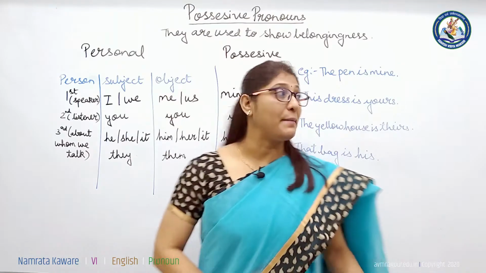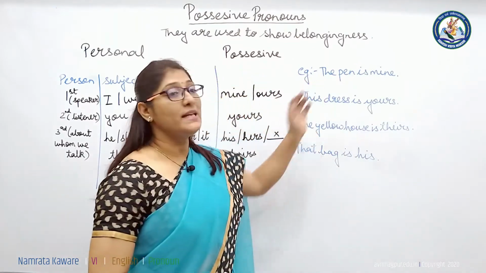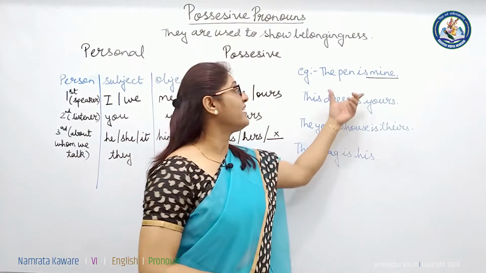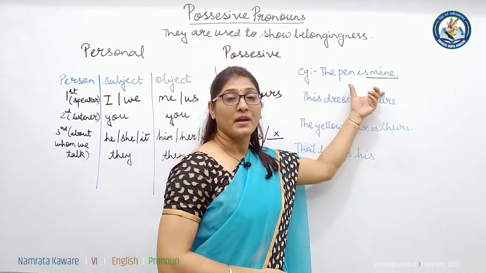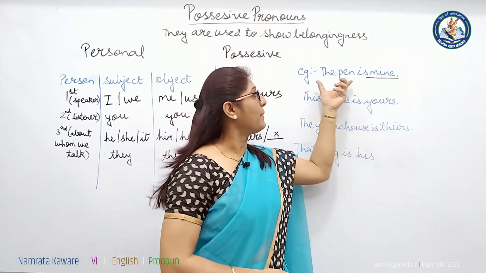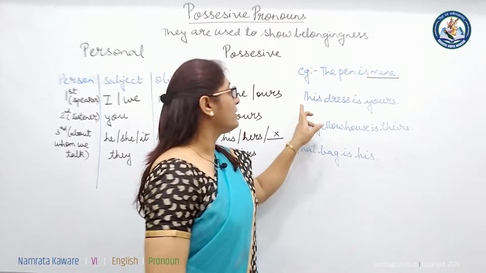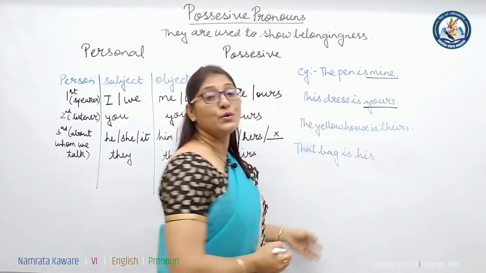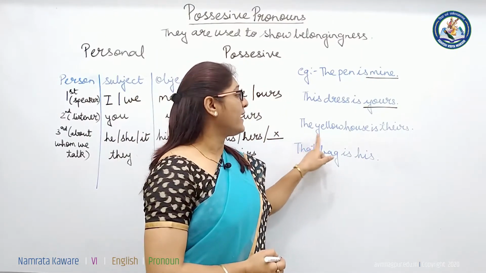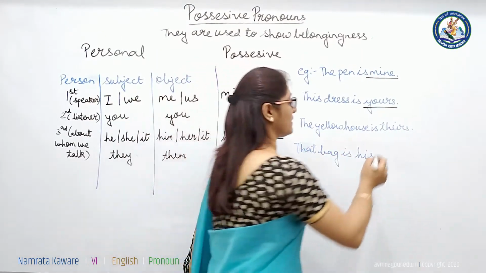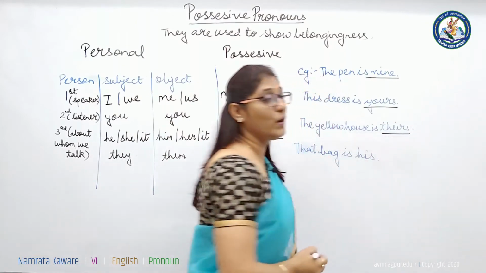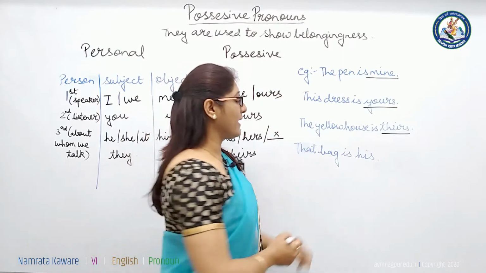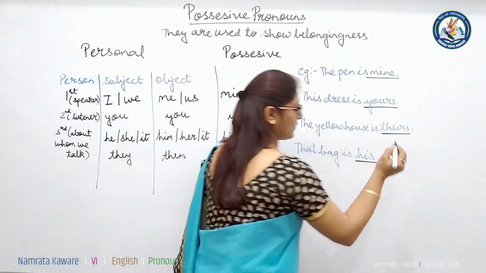Now let's see some examples. The pen is mine. It shows belongingness. As in Hindi we say, ye meri hai. Ye pen meri hai. So the pen is mine. This dress is yours. That means the dress belongs to you. The yellow house is theirs. The house which is yellow is theirs. It belongs to them. That bag is his.